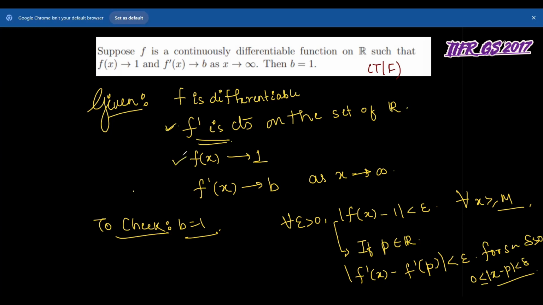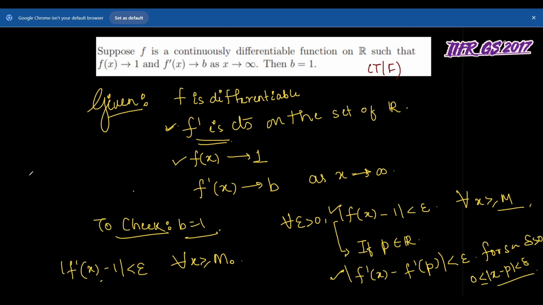Now, from here, can we say that mod f dash of x minus 1 is less than epsilon for all x greater than or equal to some natural number m naught? Can we say this using these two statements? Hardly can we find any relation. So the statement seems to be false. And if the statement seems to be false, we need to have a proper counter example for it.